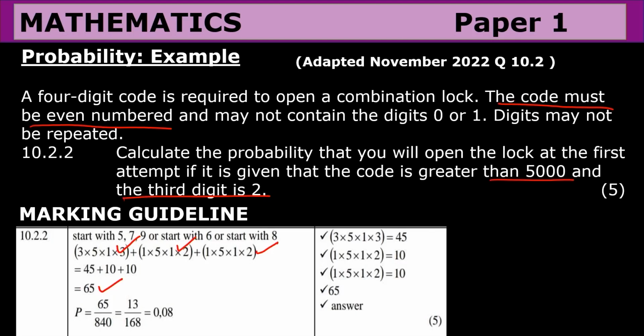But now the question was, calculate the probability that you will open it in the first attempt. So you're going to take those 65 attempts and you're going to divide them by the total codes of 840. So the 65 codes that have those specific specifications, we're going to divide them by the total number of codes that can be created from these digits. And that, of course, is going to give us an answer of 0.08, or 13 divided by 168. And that is where you are going to get those 5 marks.